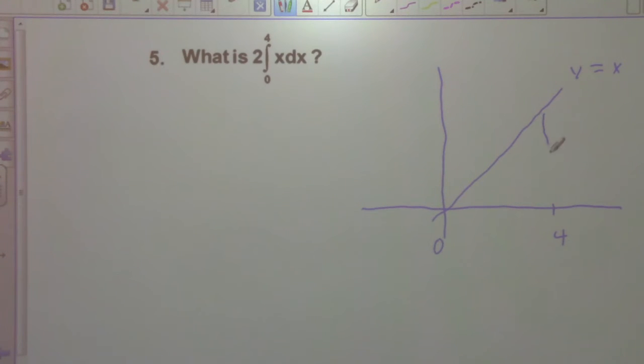Well, so happens that the area under the curve is this triangle, whose area is 4 times 4 divided by 2, which equals 8, but then we're multiplying all that by 2, so 2 times 8 equals 16, so 16 is our correct answer for this one. So that's the quiz.